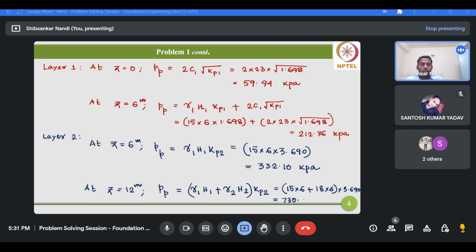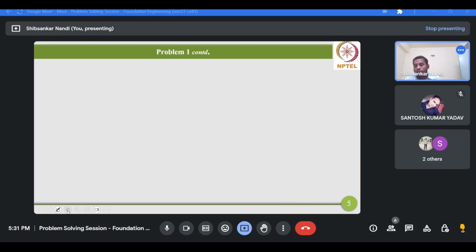So you will get 730.62 as the passive earth pressure at the base of the wall. Okay, now we'll draw the distribution. So how does it look like? Okay, so this is the wall. This is 0 meter, this is 6 meter, and this is 12 meter.